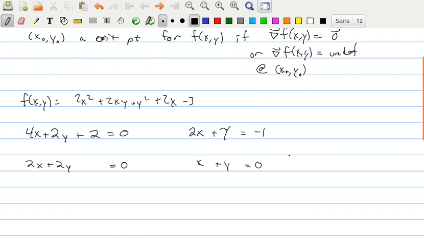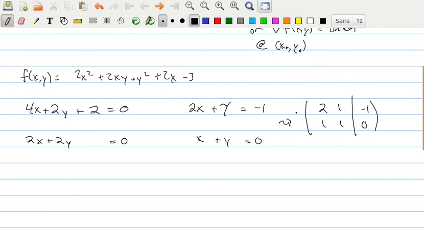And then we can solve this by matrix methods. So we can translate this into the system 2, 1, -1, 1, 1, 0. And then we can solve this by switching the two rows first. So that'll give us 1, 1, 0. And then we multiply the second row by -2 and add it to the first. So -2 plus 2 is 0. -2 plus 1 is -1. And 0 plus -1 is -1.